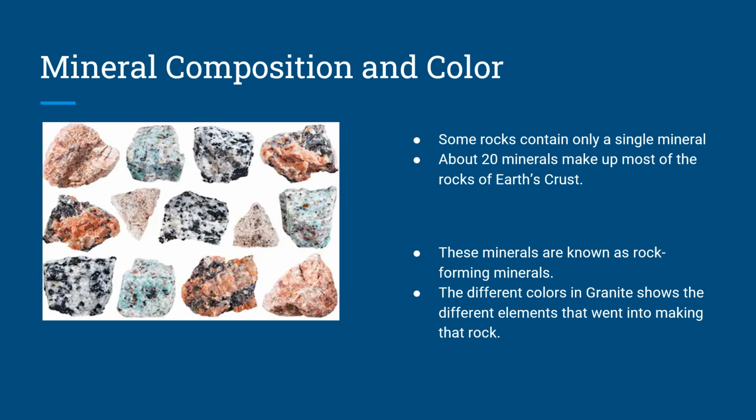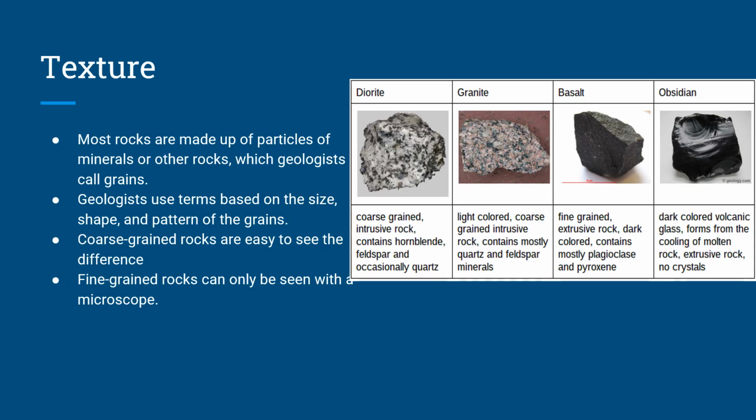Mineral composition and color. Some rocks contain only a single mineral. About 20 minerals make up most of the rocks of Earth's crust. These minerals are known as rock-forming minerals, and the different colors in granite shows the different elements that went into making that rock. Texture. Most rocks are made up of particles of minerals or other rocks, which geologists call grains. Geologists use terms based on the size, shape, and pattern of the grains. Coarse-grained rocks are easy to see the difference. Fine-grained rocks can only be seen with a microscope.